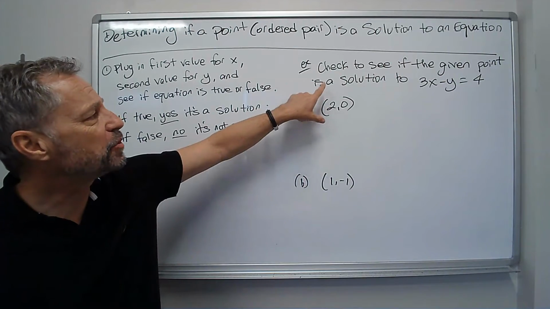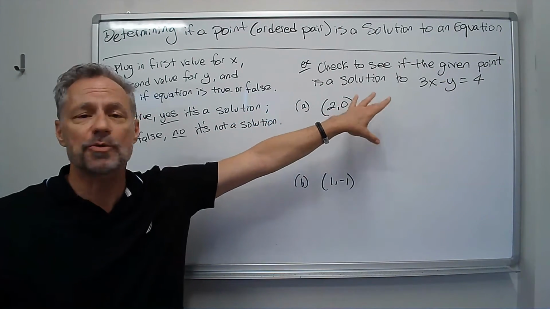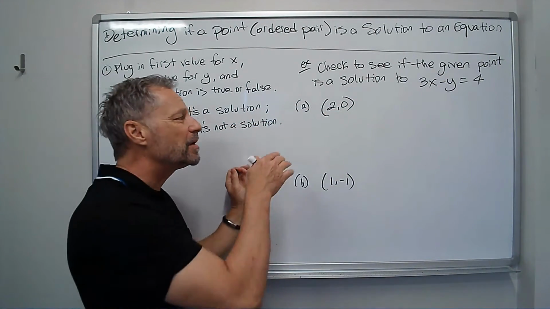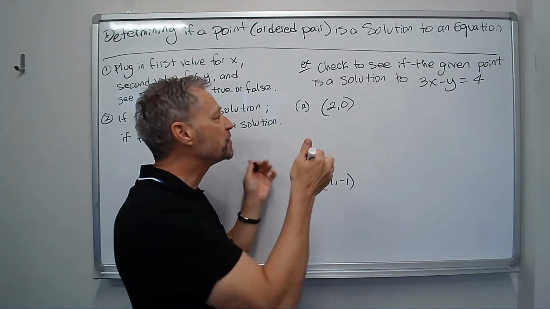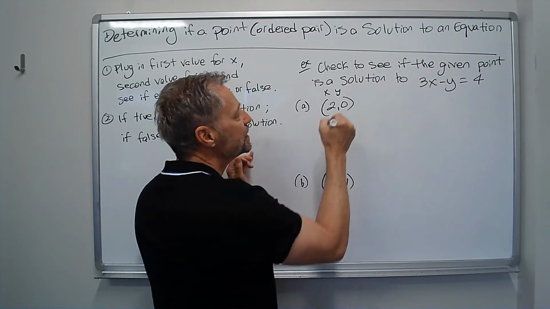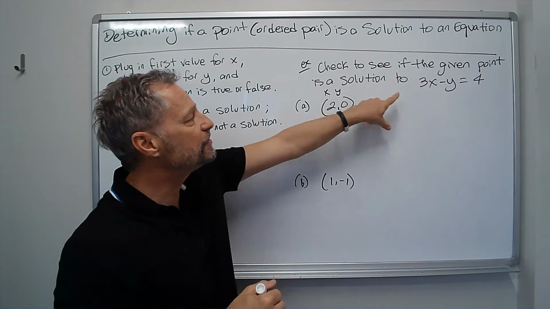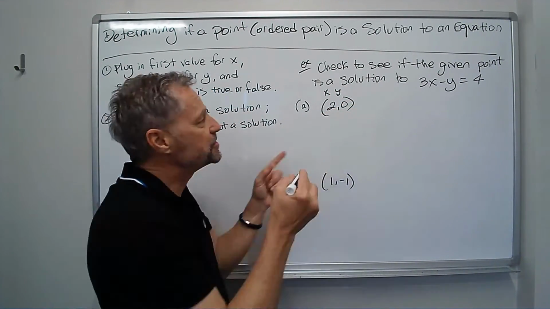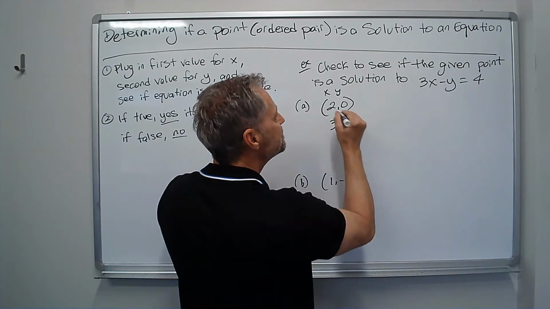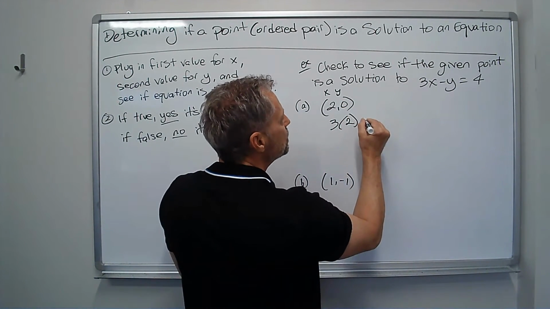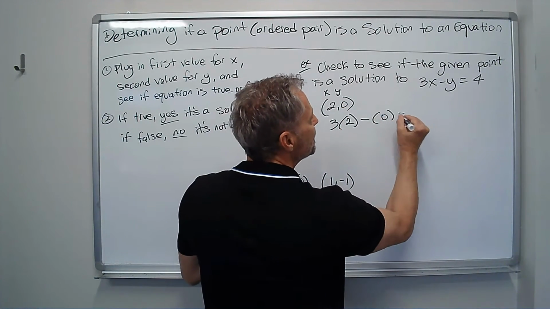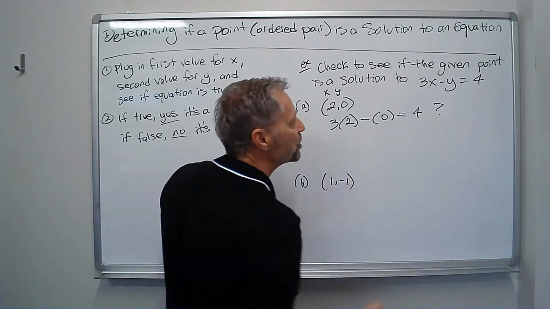Check to see if the given point is a solution to that equation, 3x minus y equals 4. Well, when we have x and y, it's an ordered pair. It's always in the order x, y. So I'm going to plug 2 in for x and 0 in for y, and I'm just going to see. So I've got 3 times x, well, that's 3 times 2, minus y, which is 0, and I want to know if that's equal to 4. We'll put a question mark right there.